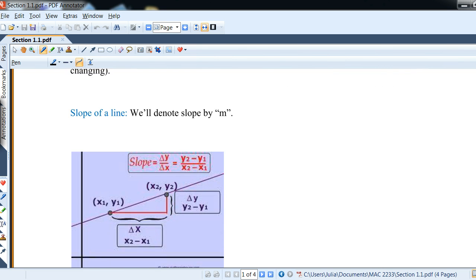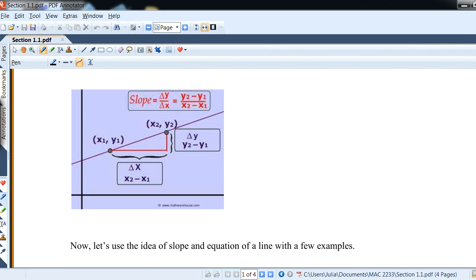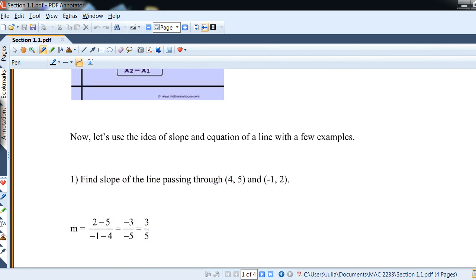I have a nice little handy graphic for you guys. The slope is basically change of y over change in x, or very specifically how we used to compute it. It's y2 minus y1 over x2 minus x1. And notice how there's a change in y, a vertical change, and change in x is typically the horizontal change, and how they measure accordingly. So let's take a quick look at a few examples.